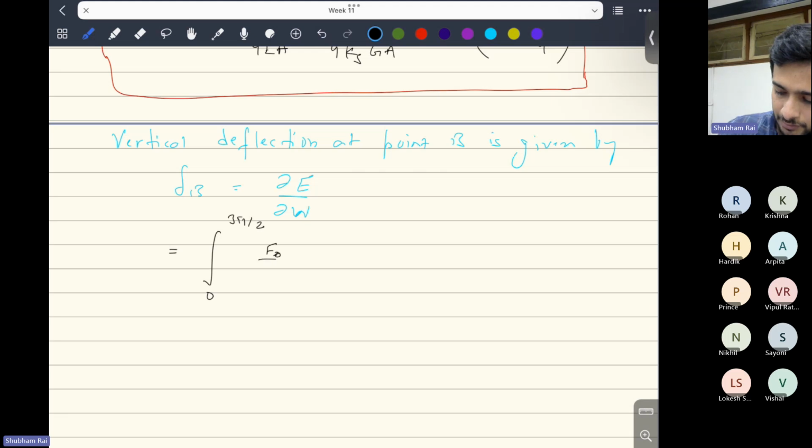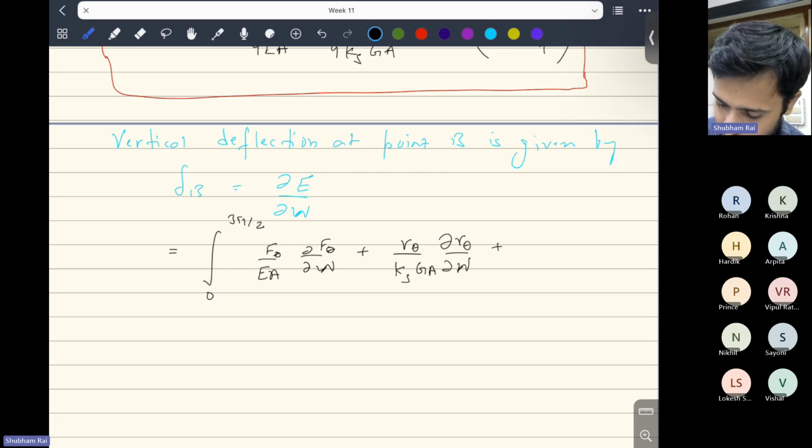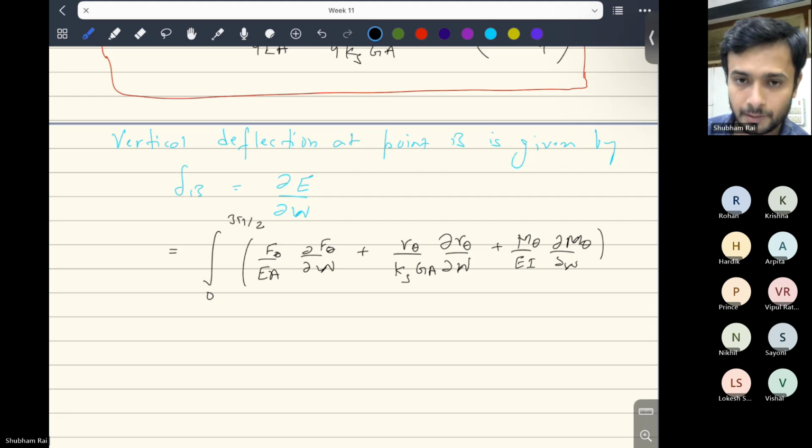F theta over EA del F theta by del W, plus V theta over kappa S GA del V theta over del W, plus M theta over EI and del M theta over del W. And this is A d theta.